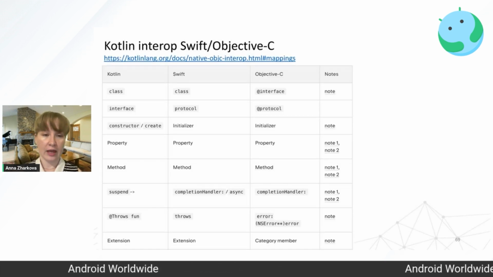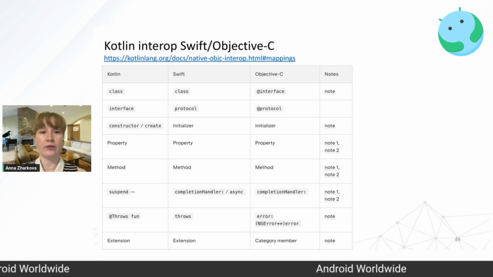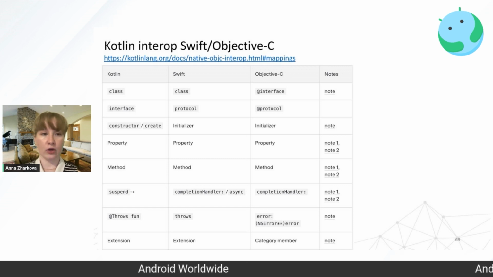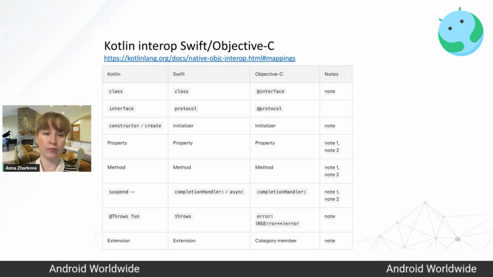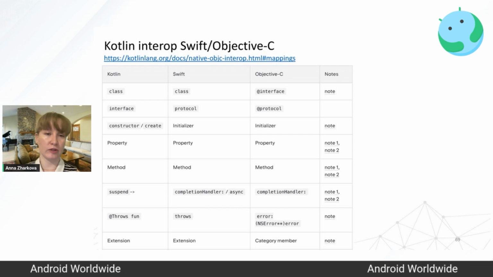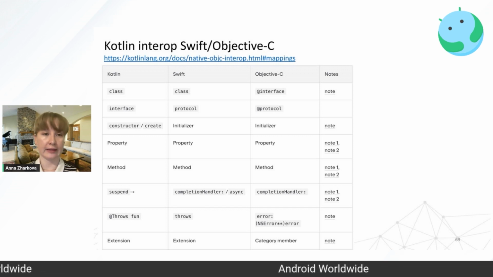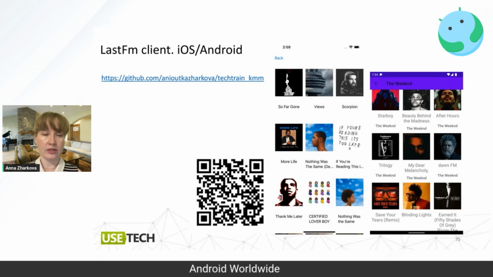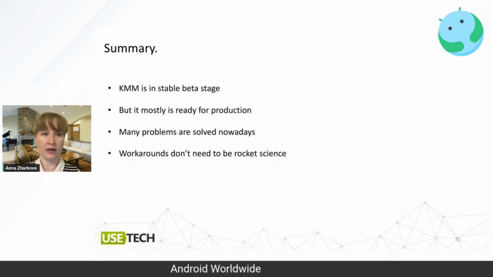So to know more about the interop mechanism and what could also be done to make your code more convenient and to map your solutions from Kotlin to Kotlin Native, you could find it in the special native Objective-C interop section on the Kotlin Lang site. So, and this is our ready-made solution. You could try this by this link, by this QR code, and let's summarize.